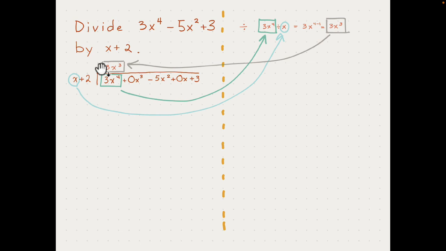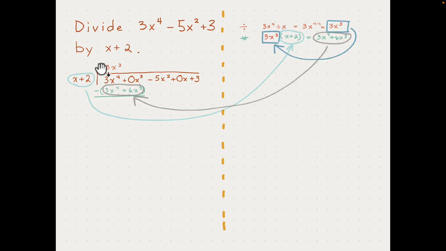So the next step is going to be to multiply, and so I'm going to take my answer from my division step, and I'm going to multiply it by this divisor. So remember, distributive property. So 3x cubed times x, 3x to the fourth, 3x cubed times 2 is 6x cubed. And we write that answer down here.